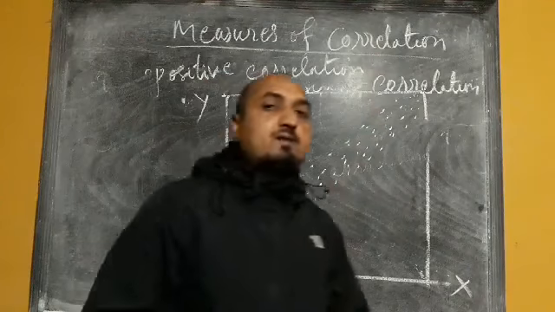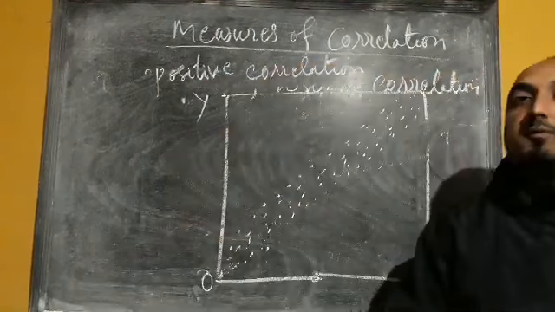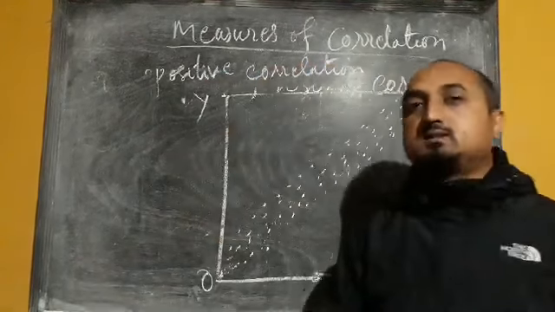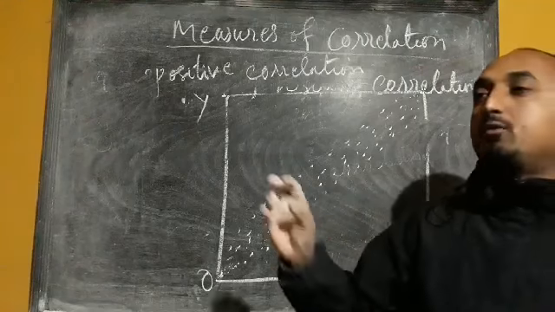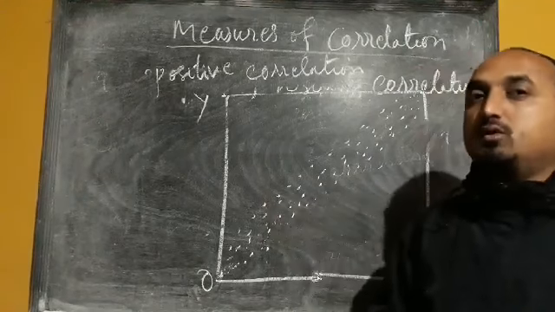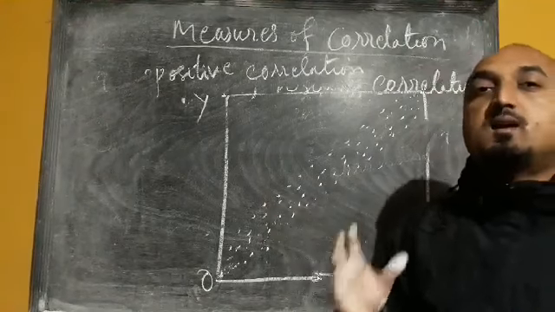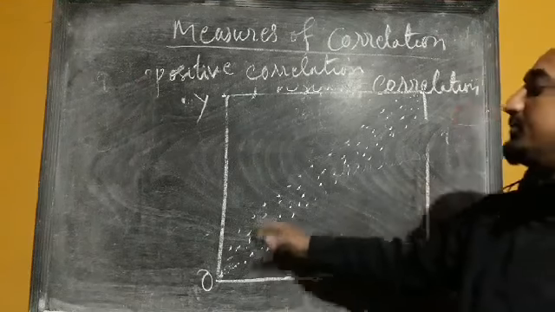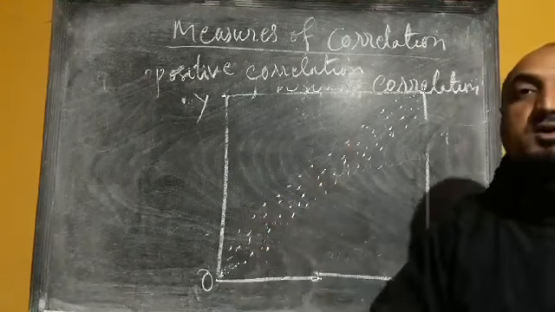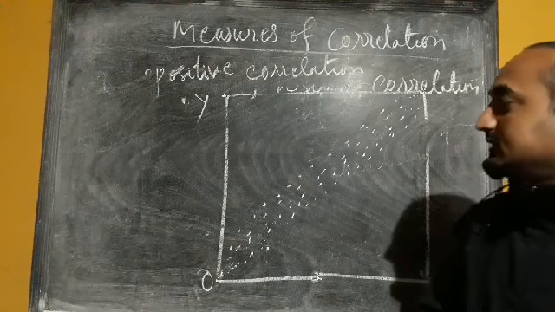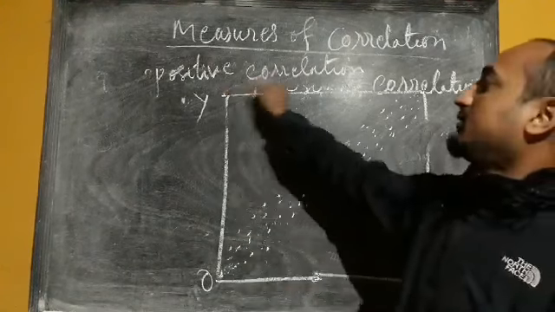I think your concept will be clear if I take a few questions, and on the basis of those questions I will plot the points and then show you. At that time your concept will be clear, how we are getting positively correlated or negatively correlated. So this is the case of positive correlation.